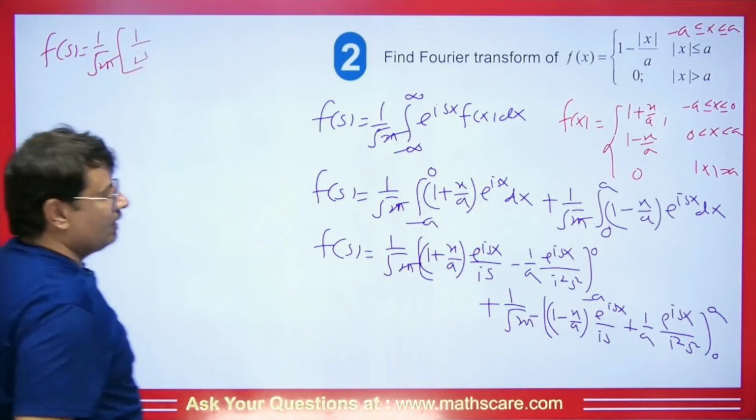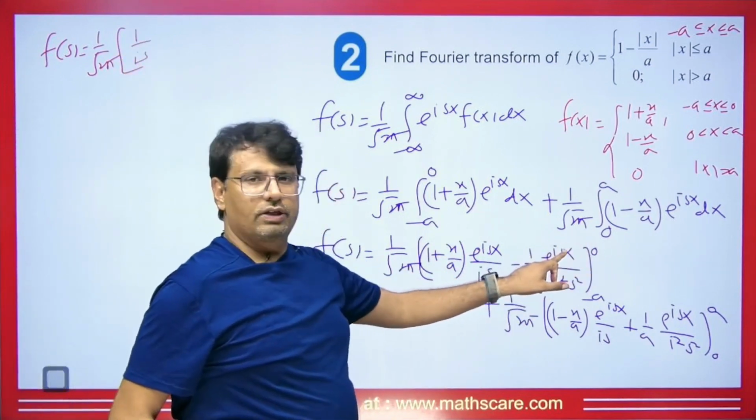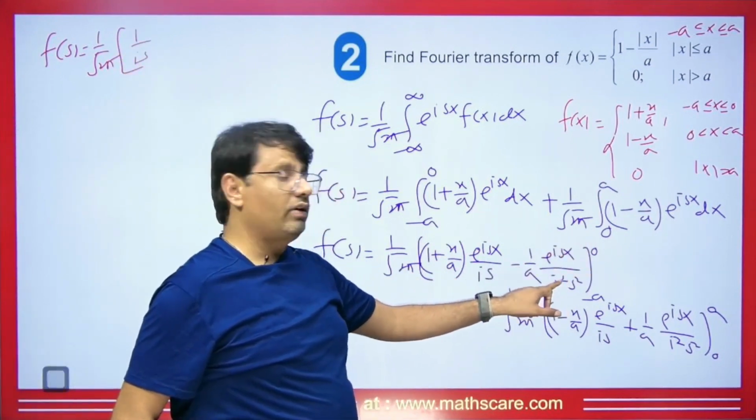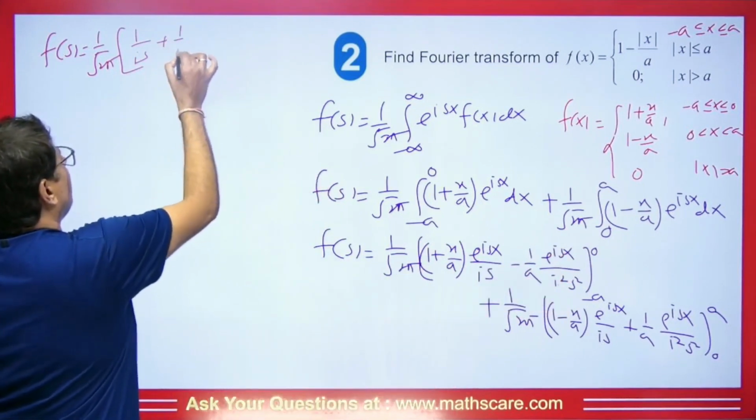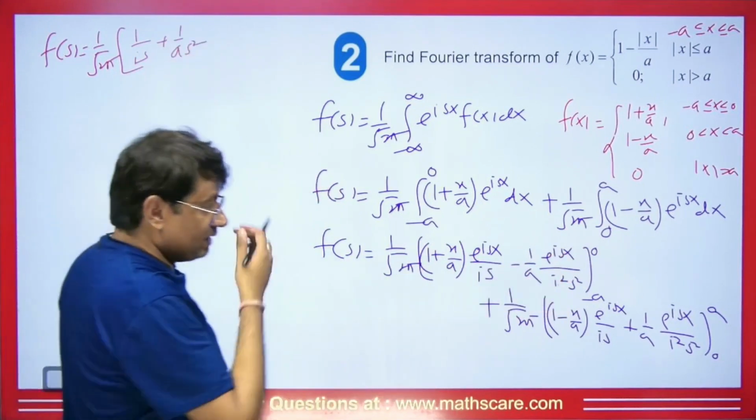This will be its value. Now we will put 0 wherever there is x, as e to the power 0 is 1 and iota square is minus 1. So this will be plus 1 upon a s square. So you should pay attention to this.